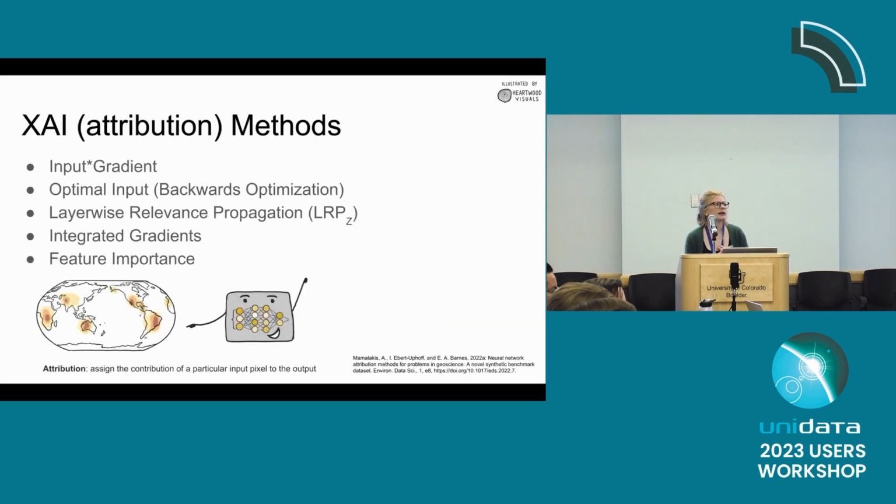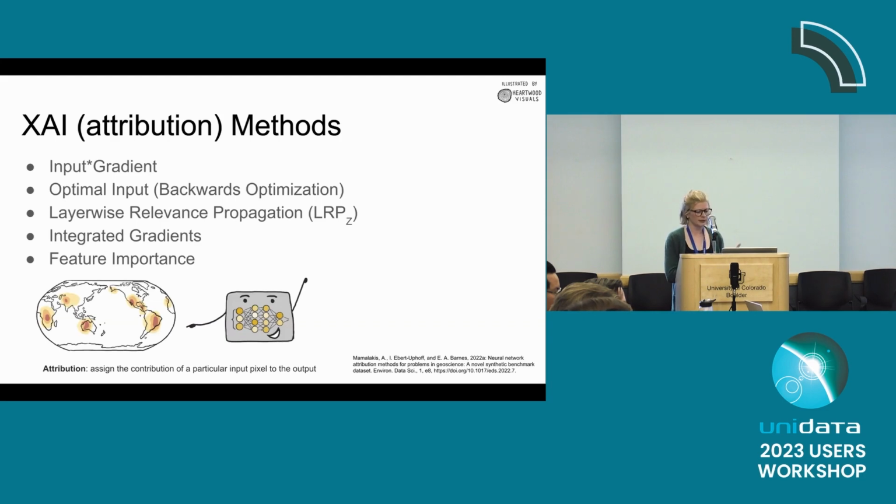There are a decent number of XAI methods, and we're going to talk about just two today, these first top two: input times gradient and optimal input, also known as backwards optimization. There's also layer-wise relevance propagation, integrated gradients, and feature importance. These are all attribution methods, meaning that the XAI method tries to assign a contribution to a specific pixel within your input that led to that specific output.